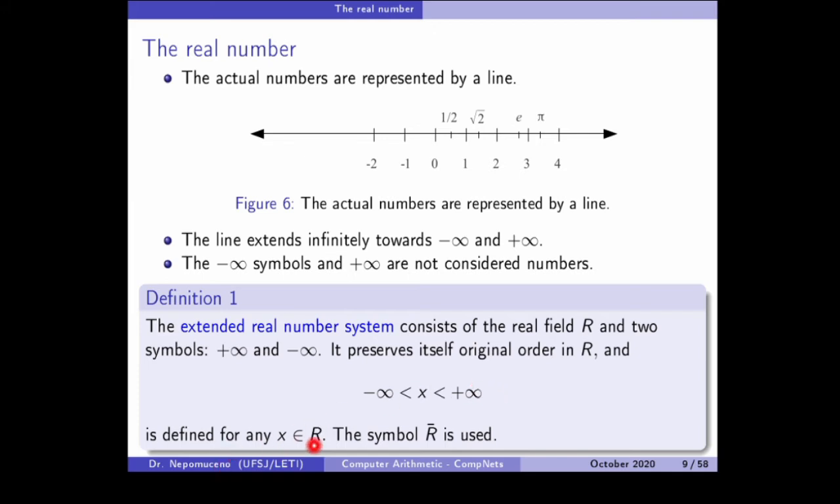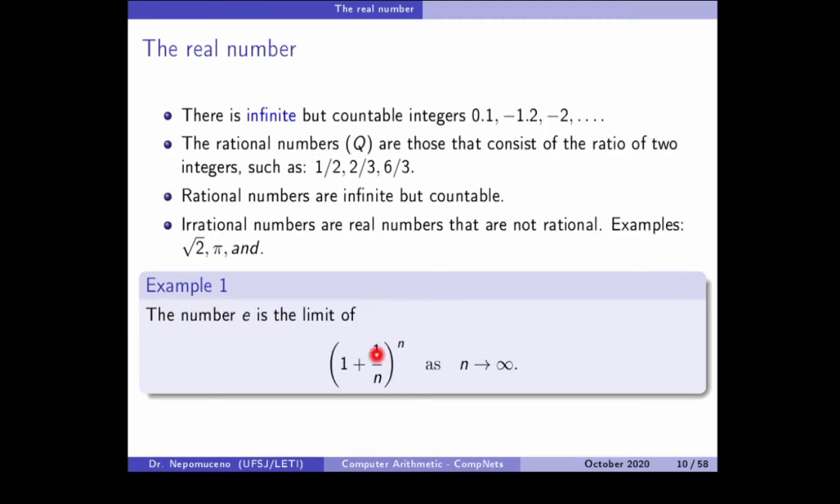It is defined for x belongs to R. The symbol R here, so this symbol here, is the extended number system. What's the difference? In this case, you can use minus infinity and plus infinity, right? All right, so let's move on here.